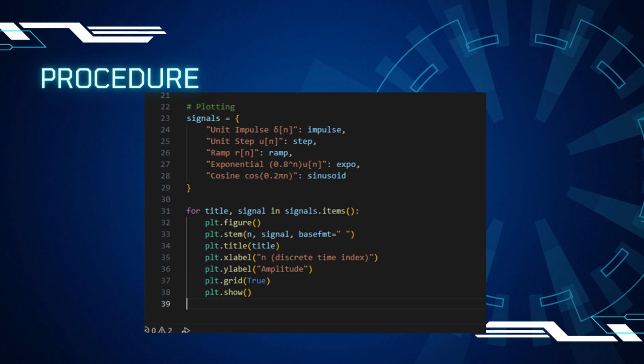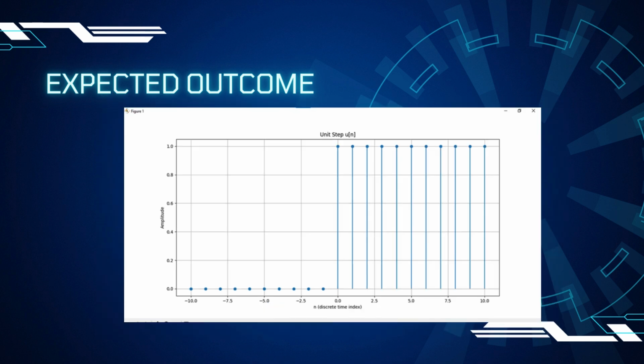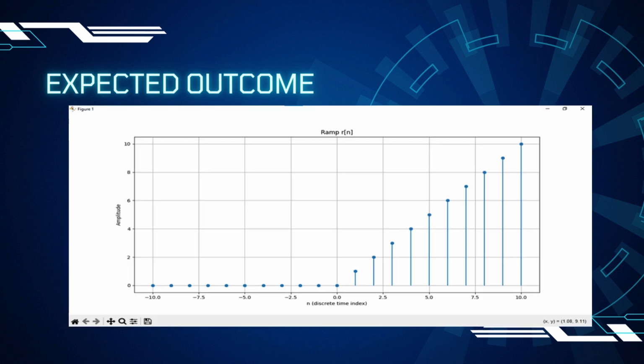Then, we have our titles, labels, and grid for better readability. Let's describe what each plot looks like. The unit impulse shows a single spike at n equal to 0. The unit step stays flat at 0, then jumps to 1 at n equal to 0, and continues. The ramp linearly increases after 0.